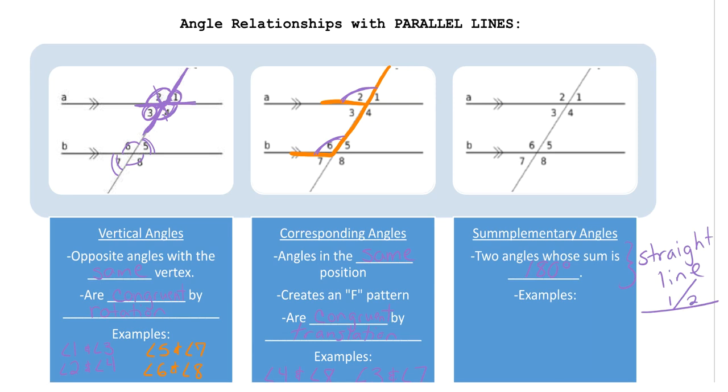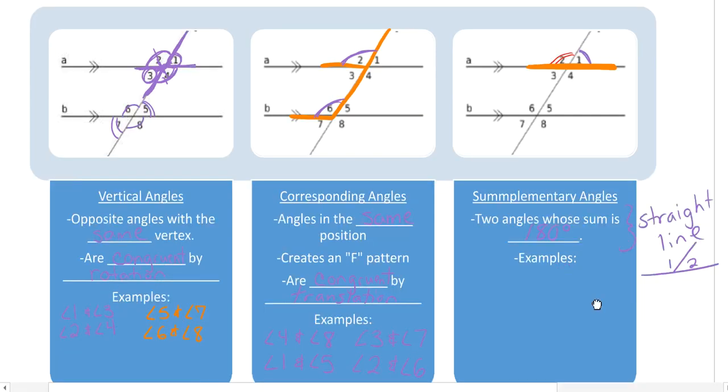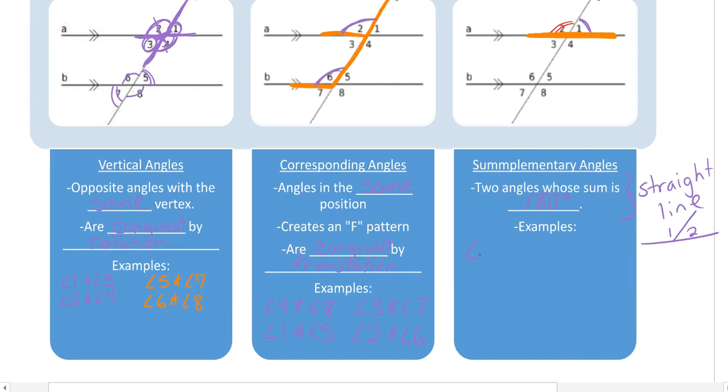So if I look at my diagram, A is a straight line. And so I can see that angle 1 and angle 2 are along that straight line. Therefore, angle 1 and angle 2 are supplementary. So angle 1 plus angle 2 will equal 180 degrees if I were to add them together.